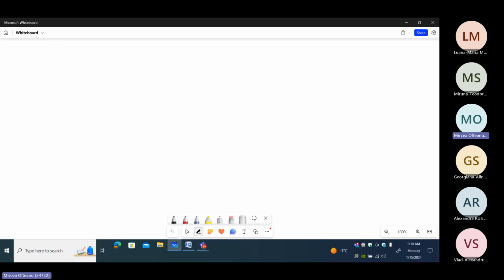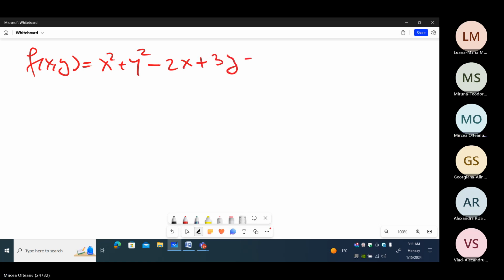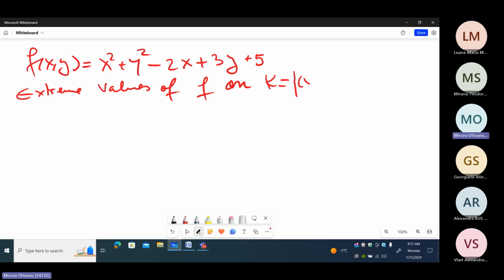Let's consider another one. For example, let's consider f of x and y equals x squared plus y squared minus 2x plus 3y plus 5. And we want the extreme values of the function f on the set K. Let's take the closed unit disk.